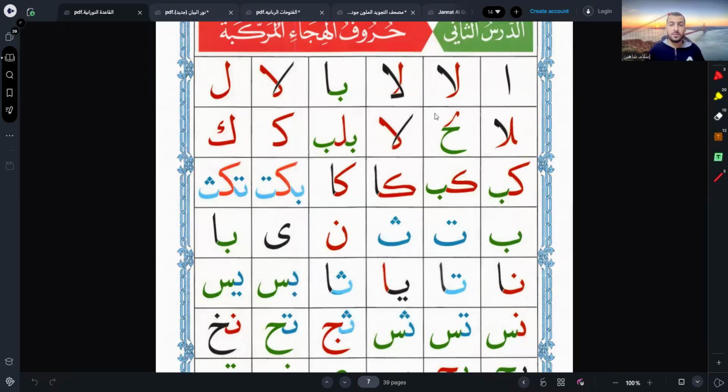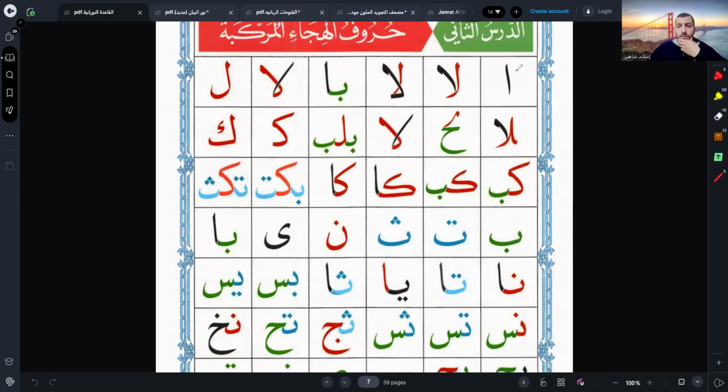So we started last time the compound letters, and we said Arabic letters, when it comes to writing, are connected, not like the English letters. That's why we're going to have different shapes for each single letter according to the position of the letter in the word, whether it's coming in the beginning, middle, or the end.